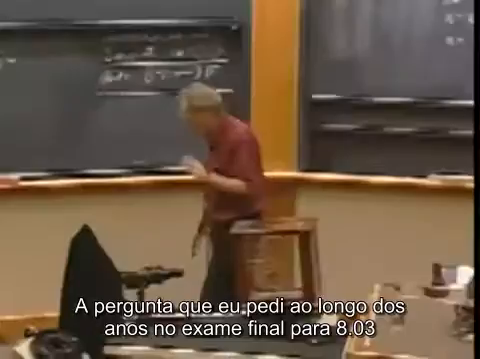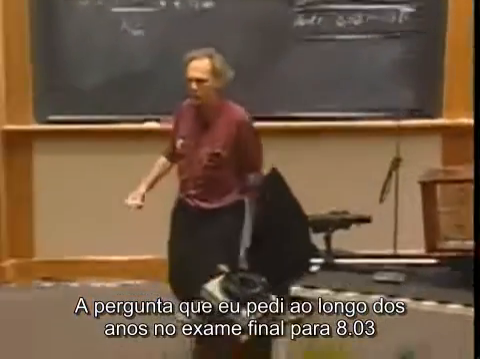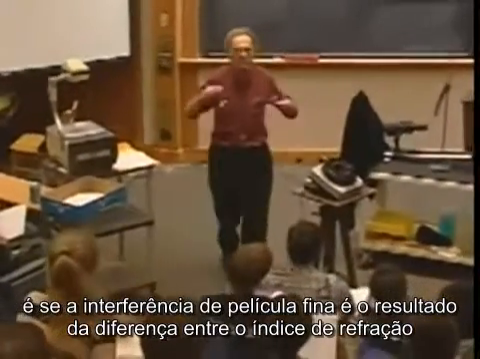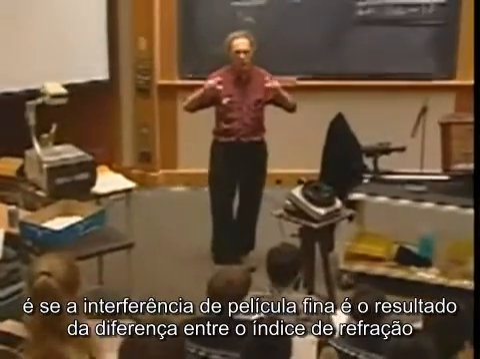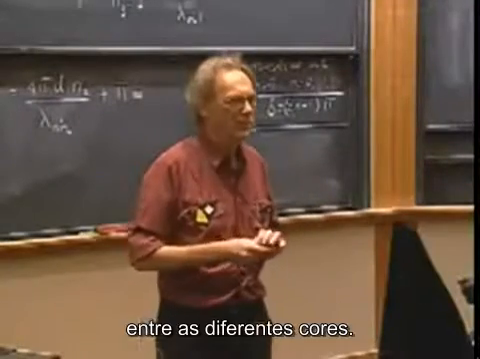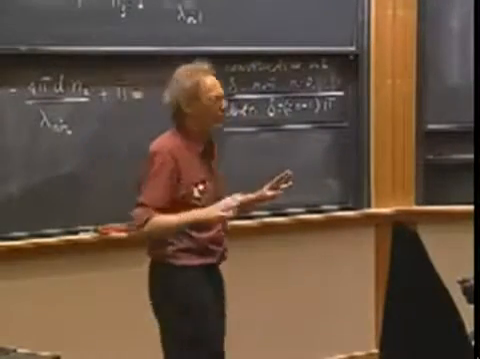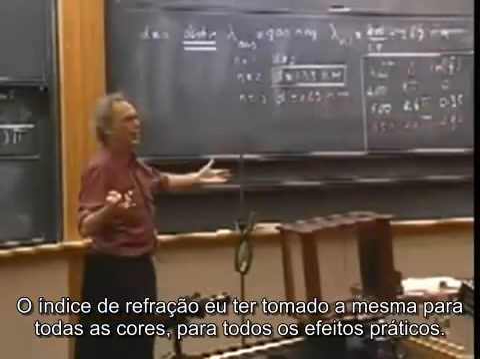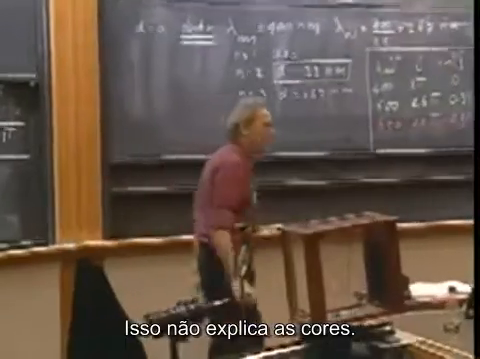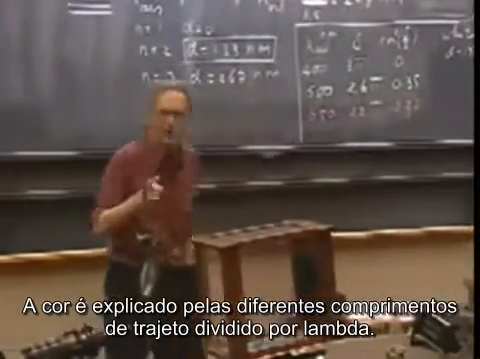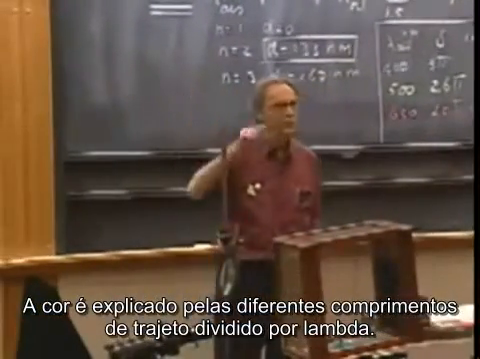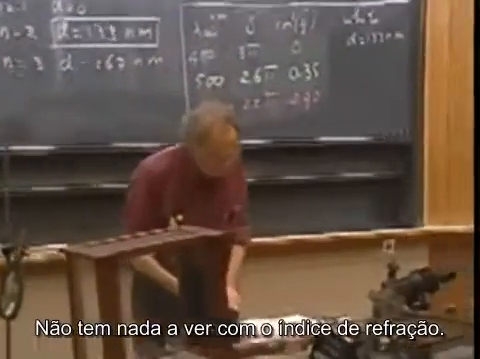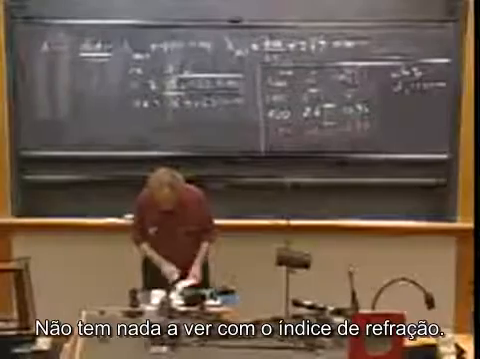A question that I have asked over the years at the final exam for 8.03 is whether thin film interference is the result of the difference between the index of refraction between the different colors. And the answer is absolutely not. The index of refraction, I have taken the same for all colors, for all practical purposes. That difference does not explain the colors. The color is explained by the difference in path length divided by lambda. That is why you see colors. It has nothing to do with the index of refraction.